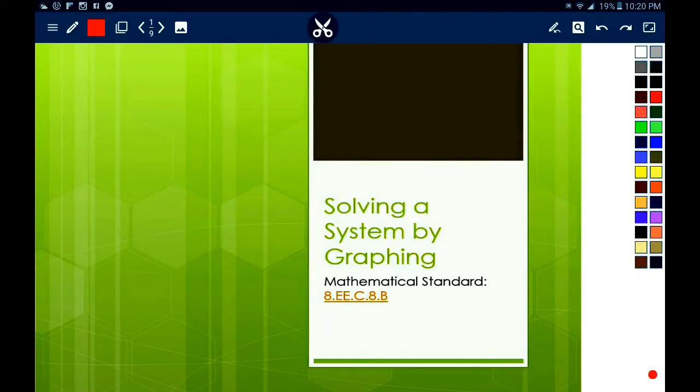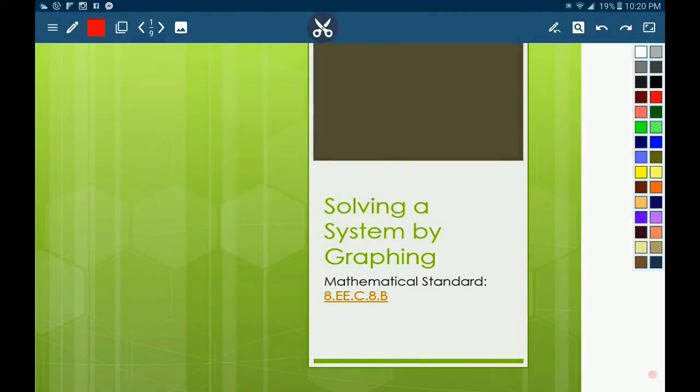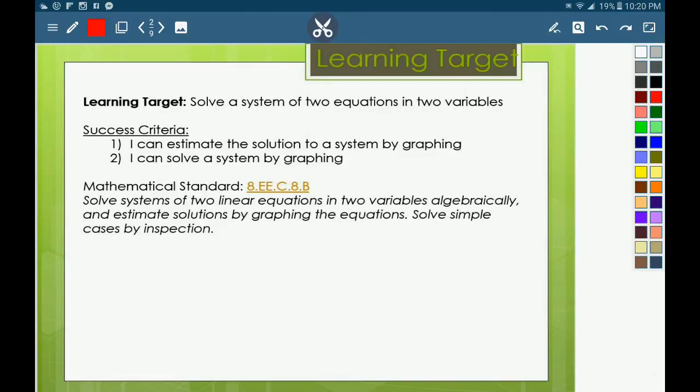Today we're finally going to be solving a system by graphing, now that we've had all of these previous skills build us up. So our learning target, we're finally hitting it: solve a system of two equations in two variables, and we're going to do this by graphing.